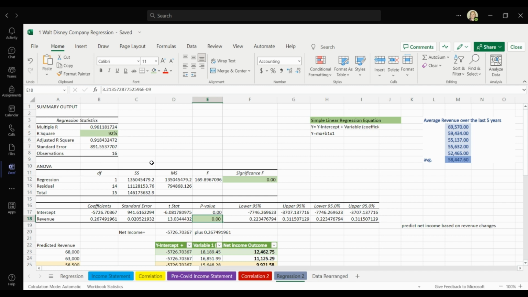Looking at our ANOVA table, we have a score of less than 0.05. What that means is that this was a good regression analysis. And also our p-value for revenue is less than 0.05, which again means that revenue is a good independent variable to use for this regression analysis.